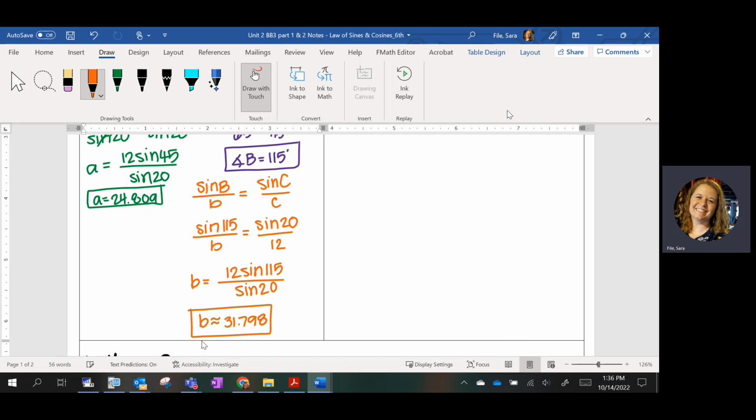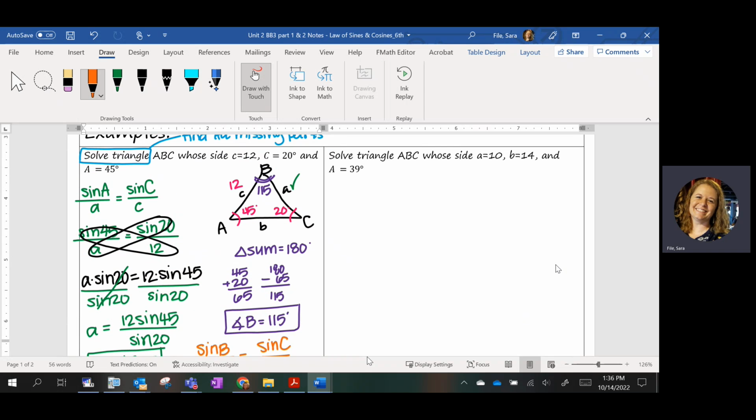So we solved the triangle. Now we know all the parts of the triangle, all three angles, all three sides. Does that make sense? Do y'all kind of remember this from geometry? Okay. All right, so the next one, we're going to set up the same way and figure out what we need to solve for first.